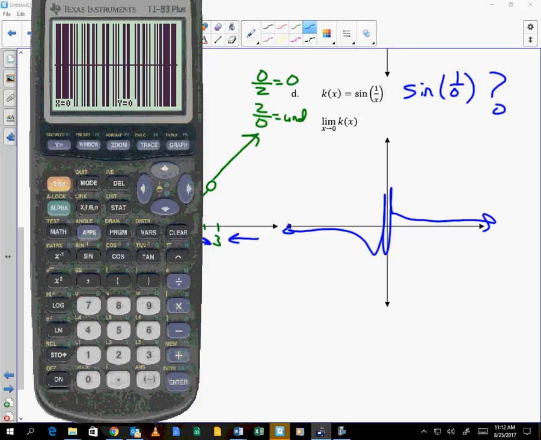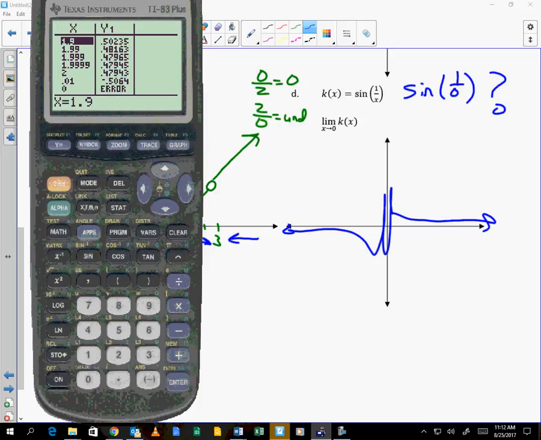What if we looked at the table values? What values could we punch in? We'll do this when we get back.